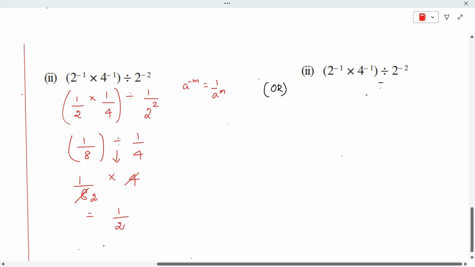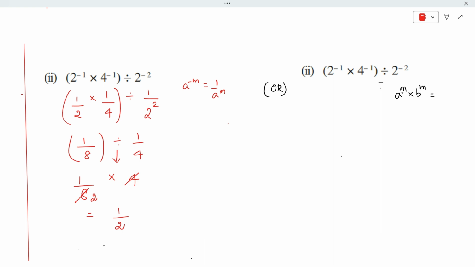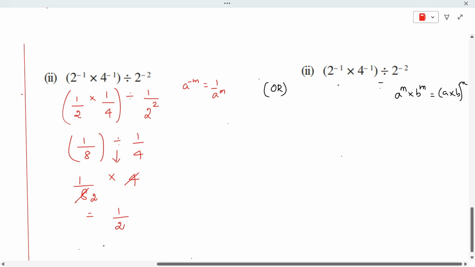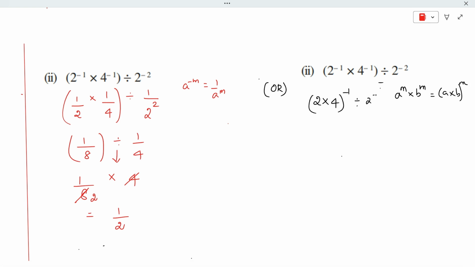This can be done in another way. First, you can see the bases are different and the powers are the same, right? So I know the law a power m into b power m. The powers are the same and the bases are different, so I can multiply the bases keeping the power as it is. Here the bases are 2 and 4. I am multiplying them and keeping the power as it is, divided by 2 power minus 2. I am just carrying forward 2 power minus 2 down. Now 2 into 4 is 8 power minus 1 divided by 2 power minus 2.